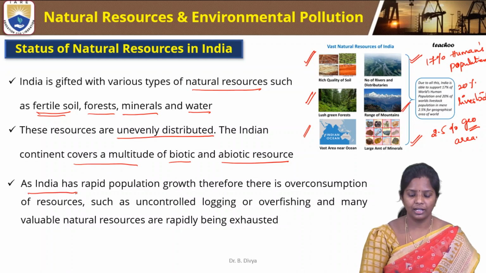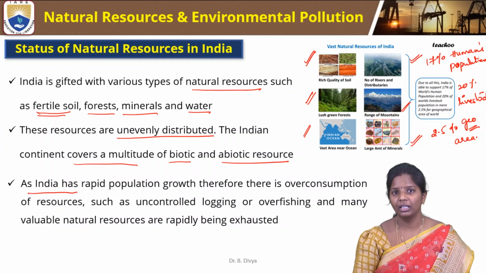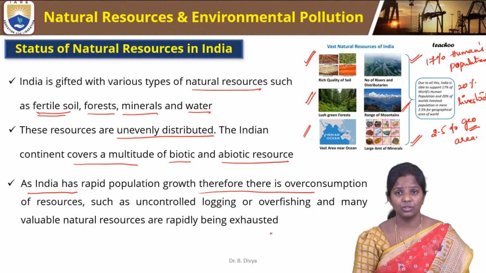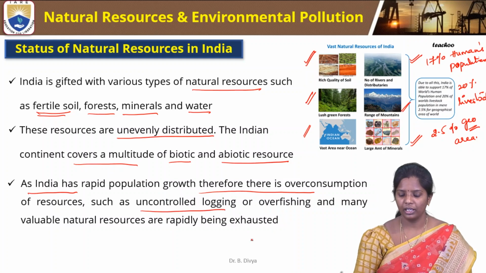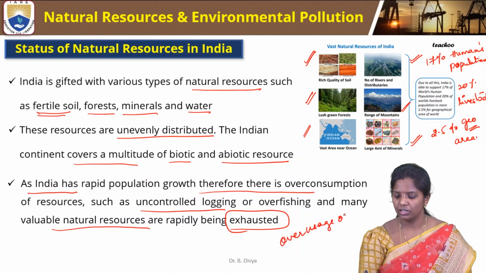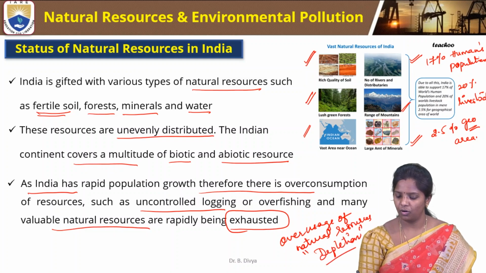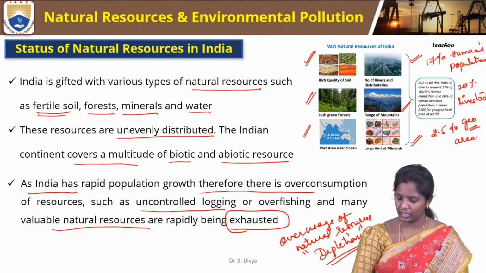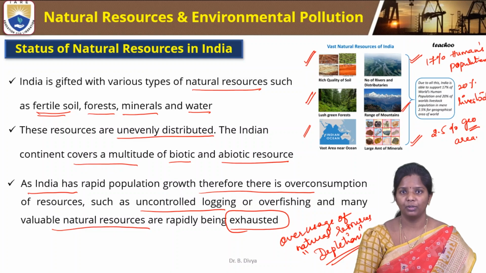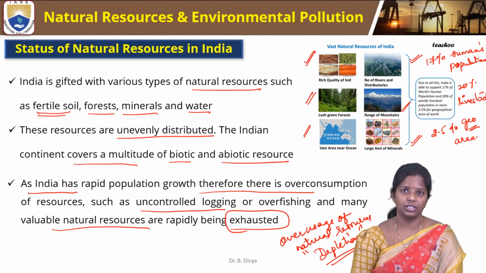So as India has a rapid population, why are we lacking some of the natural resources? Because we have a high population growing, so there is overconsumption of these resources. So such as uncontrolled logging or overfishing, and many valuable natural resources are rapidly exhausted. So overusage of natural resources will cause depletion of natural resources. So we have to really take care or balance between both non-renewable and renewable resources in the usage, so that we will be able to use the non-renewable resources for the future generations.